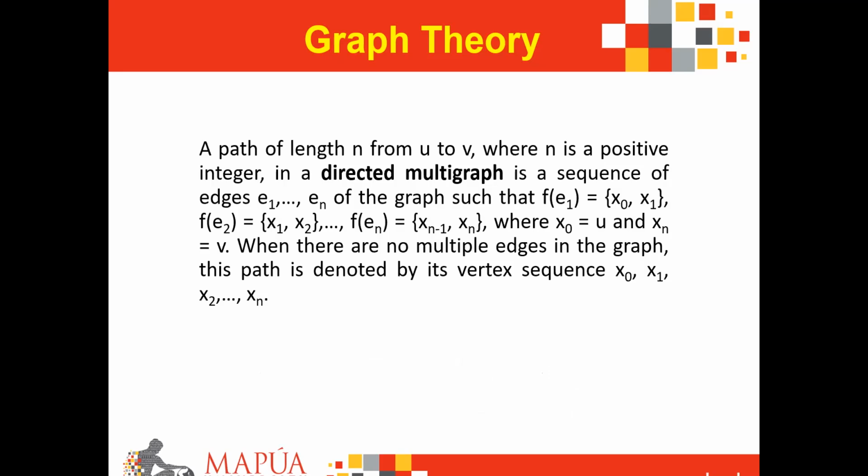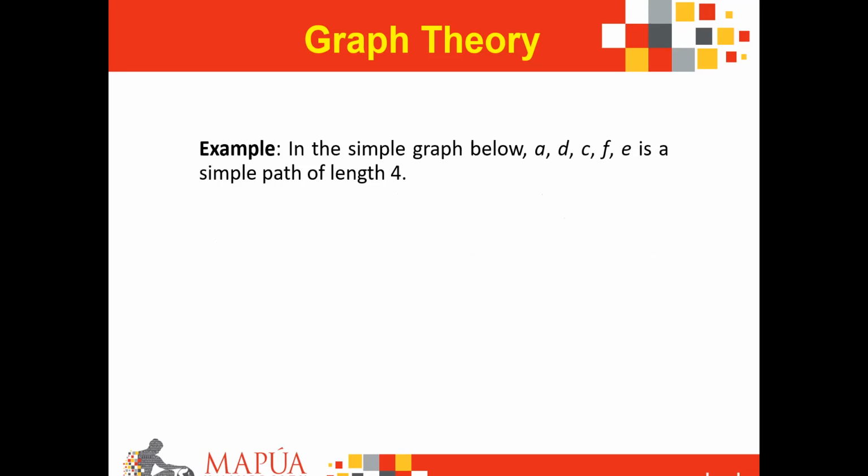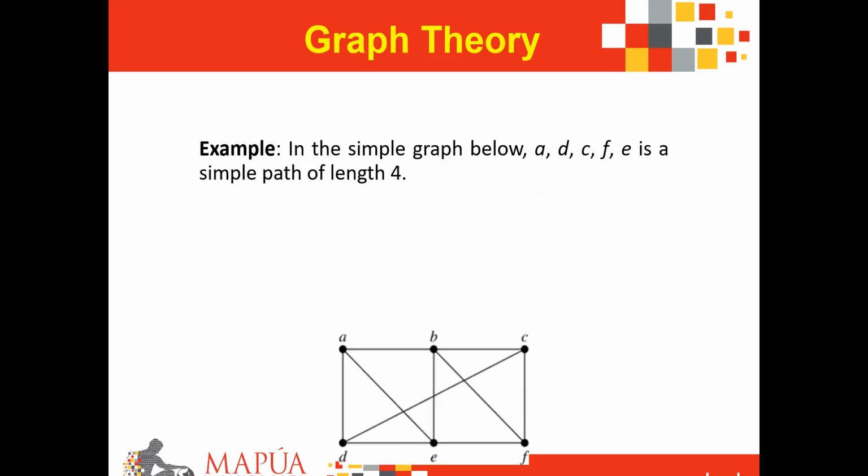The path length for a directed graph is basically also denoted as the number of edges that you have traversed, or the number of vertices that you have traversed on your corresponding respective graph. This is one such example. Given the graph below, you have A, D, C, F, E is basically a path of length 4.